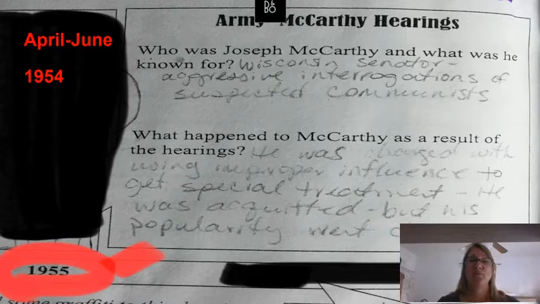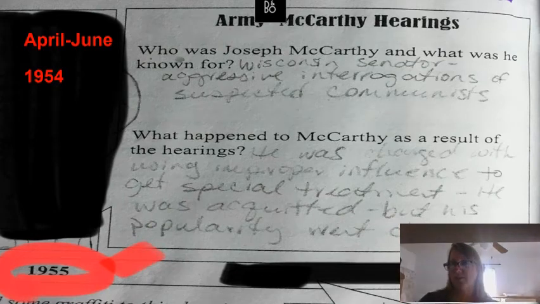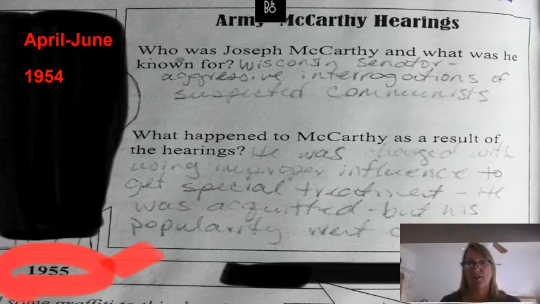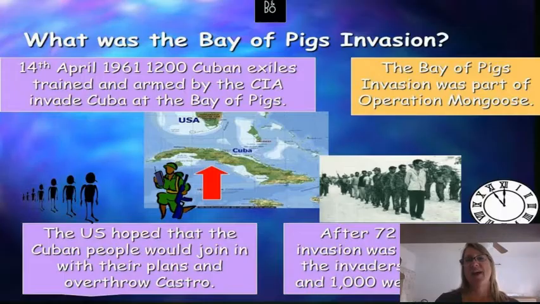So in the classroom, we would have done this in our IMBs. We would have put that it was from April to June 1954. Who was he and what was he known for? Joseph McCarthy was a Wisconsin senator, and he was known for his aggressive interrogations of suspected communists in the United States Army. And what happened to McCarthy as a result of the hearings? He was charged with using improper influence to get special treatment. He was acquitted, but his popularity went down. Crash and burn.